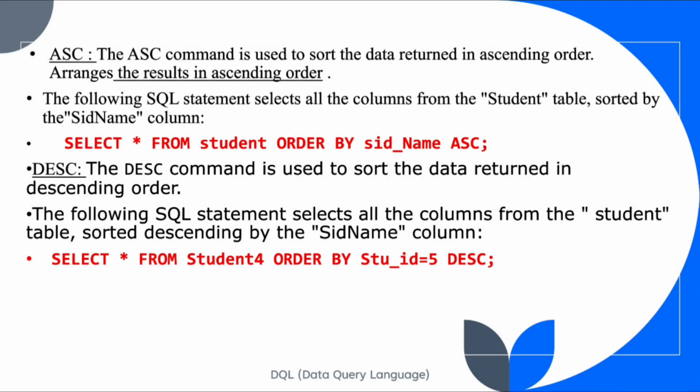There are two types of order by clause, ascending and descending. The ASC keyword is used for ascending and the DESC keyword for descending. The order by keyword sorts the records in ascending order by default. The following SQL statement selects all the columns from the student table sorted by the student name column. The syntax is select asterisk from student4 order by student name ascending. Student4 is the table name and ASC is optional. For DESC, we can use select asterisk from student4 order by student ID DESC.